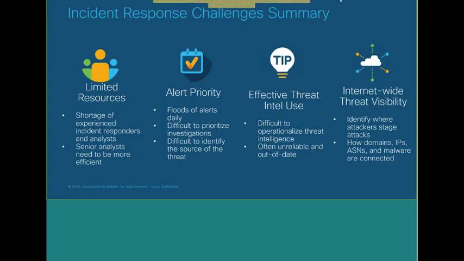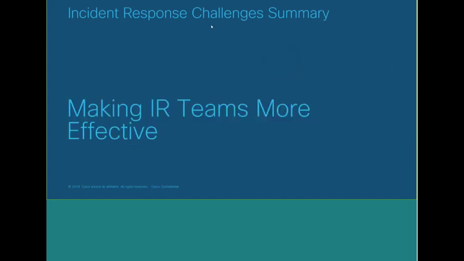So the last category of challenges there is internet-wide threat visibility, the ability to connect in your mental model: how is this domain related to this IP and this piece of malware? Sometimes it's honestly very easy because the malware reaches out to a domain and there you go, but you don't always have that obvious link for two things that might be inextricably intertwined. And one of our examples actually touches on this really well. So with those challenges in mind, how can we make our IR teams more effective?